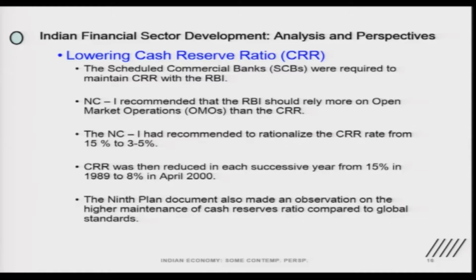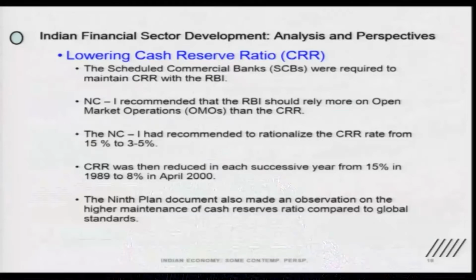The Ninth Plan document also made observations on the high maintenance of the cash reserve ratio, because if you want to go for rapid industrialization, you need to have a lower cash reserve ratio, then only you will be able to facilitate the credit requirement of the industrial process. And the Narasimhan committee had also recommended that the RBI, the central bank, should rely more on open market operations.